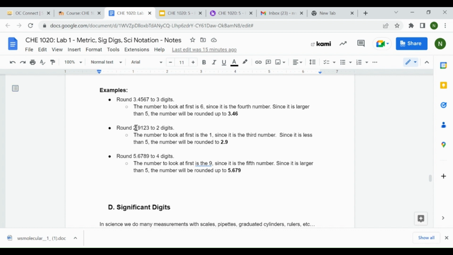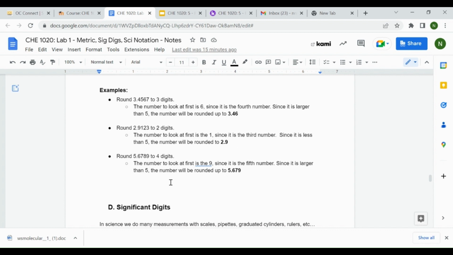If I take a look at the next example, we've got 2.9123. I only want to round it to 2 digits. So that's only these two, the 2 and the 9. If I look over to the right of the 9, the next digit is a 1. So I'm not going to round the 9 up. I'm just going to ignore the other digits. So I'm just going to round it to 2.9.